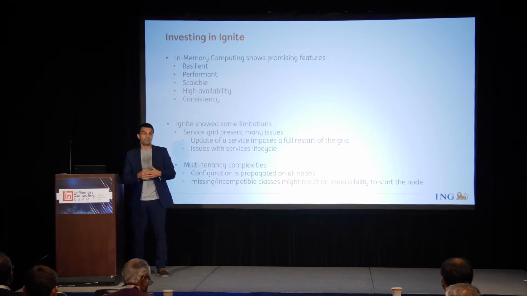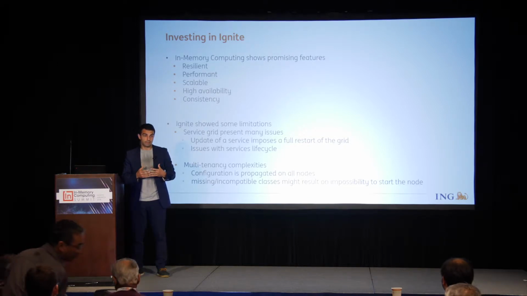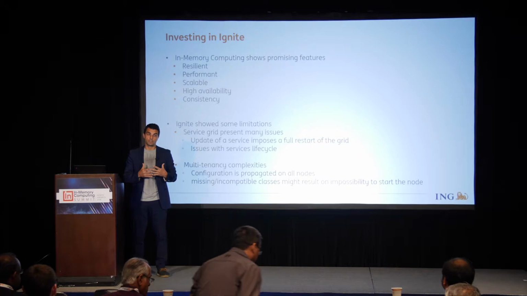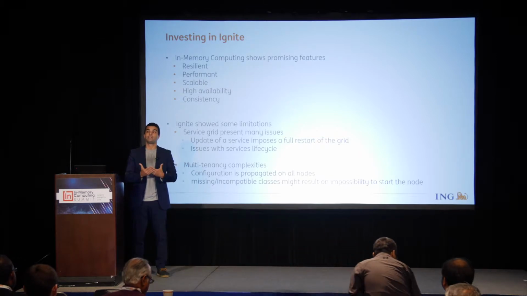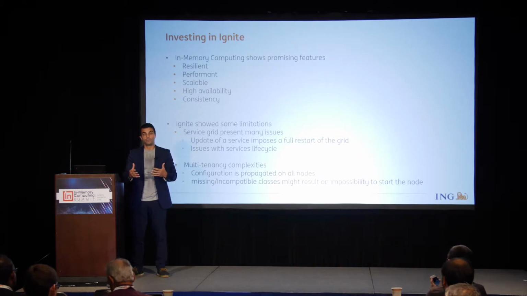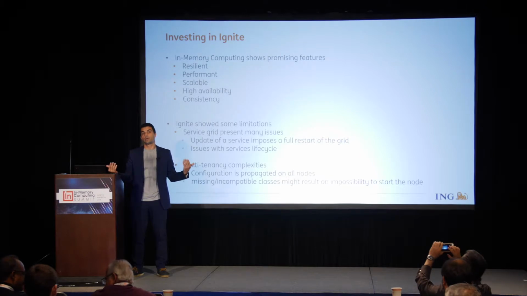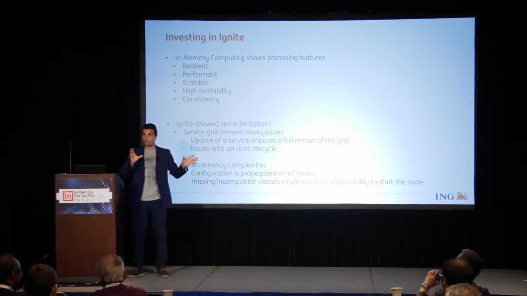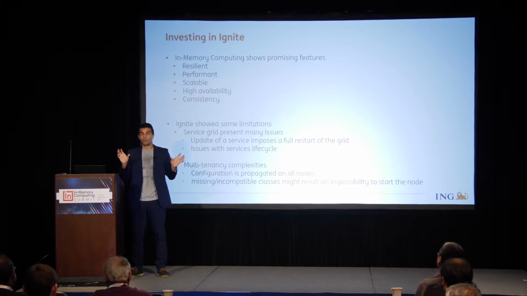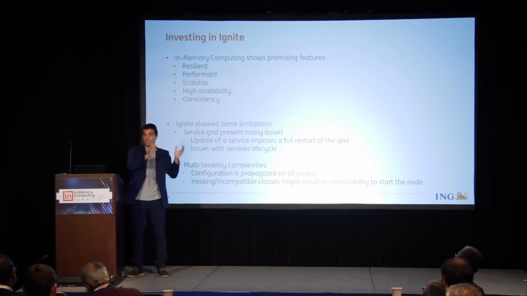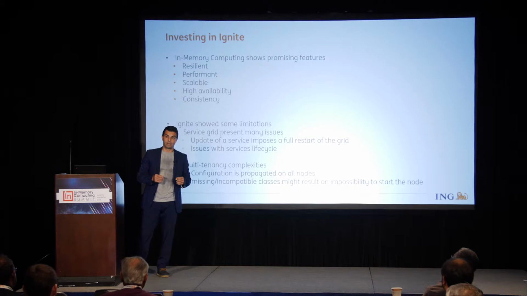First thing, we bet a lot on the service grid of Ignite, but this service grid has very important issues. One of them is that when you update the code of a service, you need to take the full grid down, deploy the new version, and then start the full grid up again. That meant that when you had two different applications and two different teams, we had to impact one team because another team wanted to deploy a new service. And that wasn't acceptable.